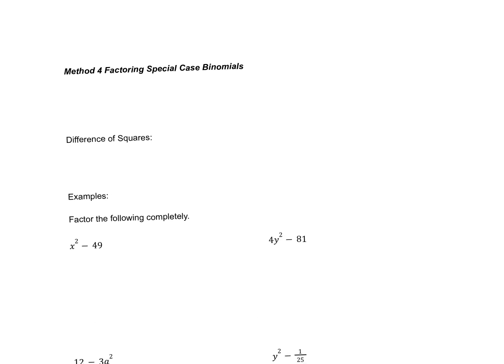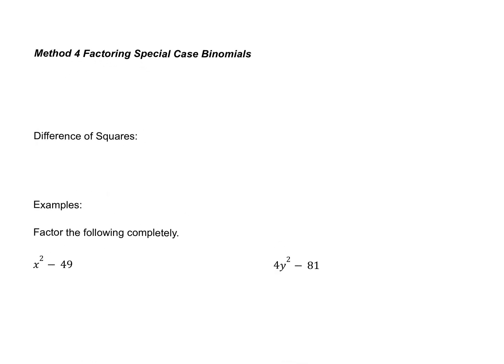So now we're going to talk about some special case binomials. These are specifically binomials. Remember, a binomial is two terms. We're going to specifically look at something called difference of squares, and then we're also going to look at sum and difference of cubes. So a difference of squares is the form a squared minus b squared.